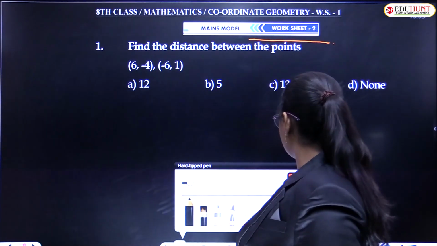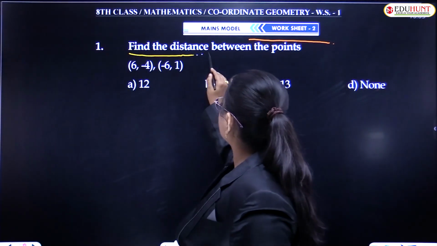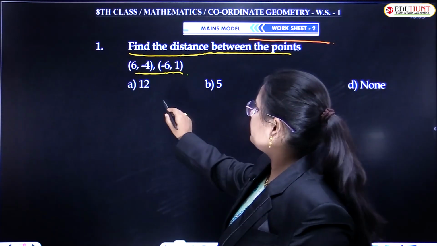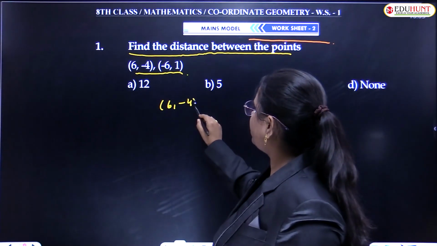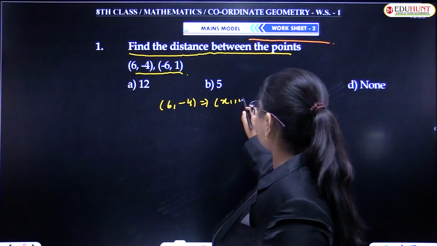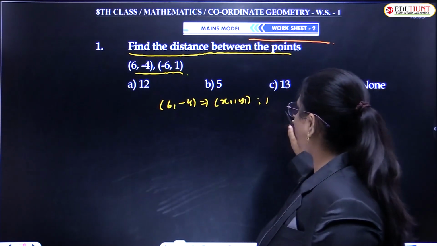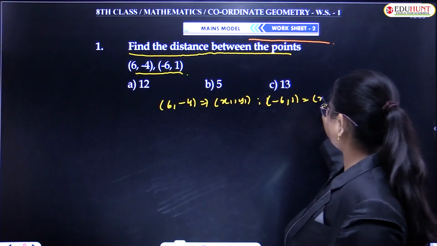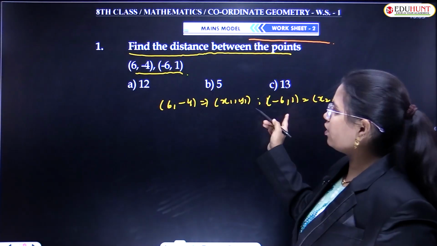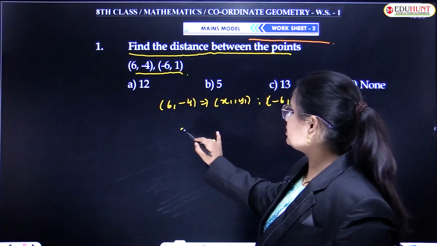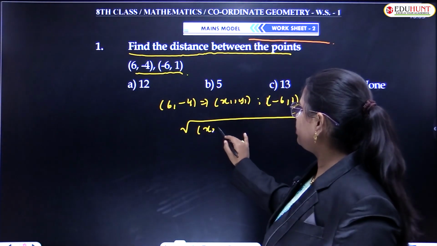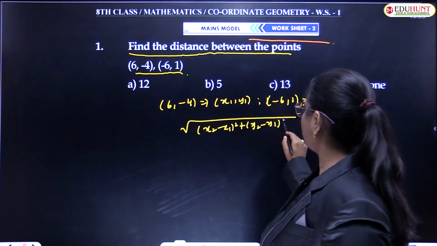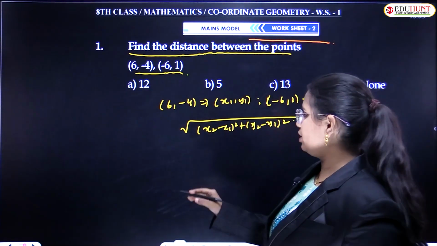First question. So, what is my first question? Find the distance between the points (6, minus 4) and (minus 6, 1). So let me take 2 points here, 6 comma minus 4, which is x1 comma y1, and the second point, minus 6 comma 1, is x2 comma y2. You have 2 points, okay? So what is the distance between 2 points formula? Under root (x2 minus x1) whole square plus (y2 minus y1) whole square. This is my distance formula, okay?